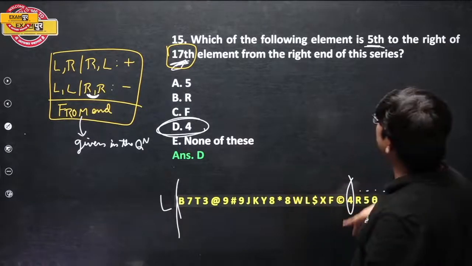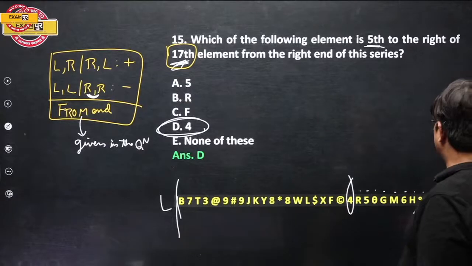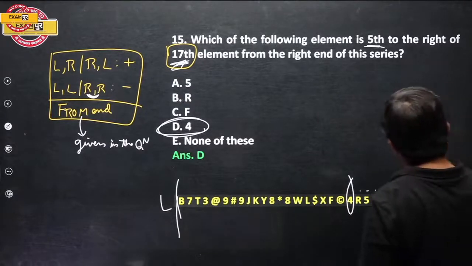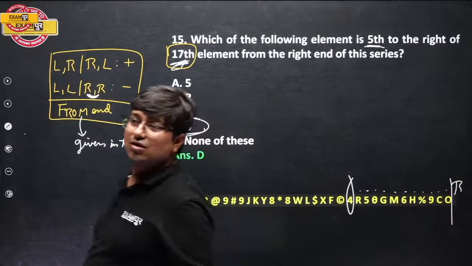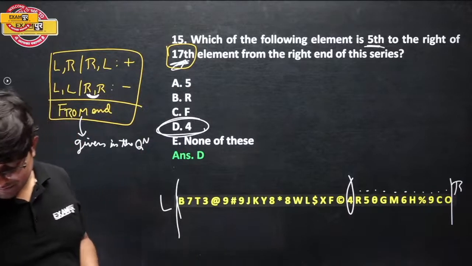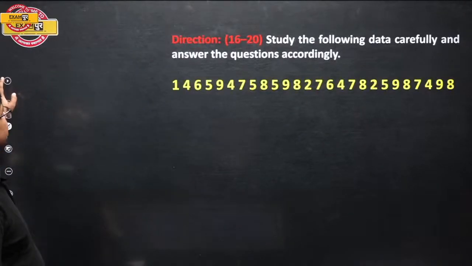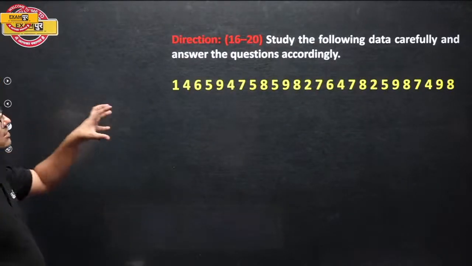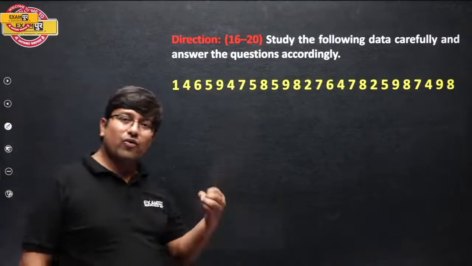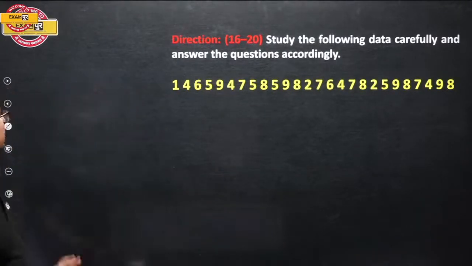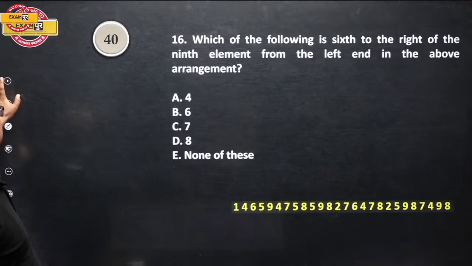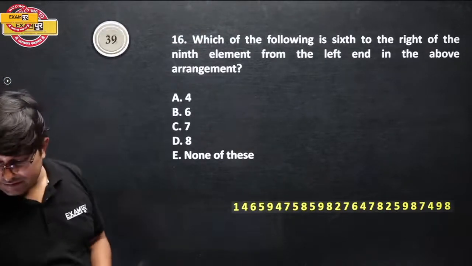But if the reverse is 17th right from 5th from the right, so 5th right and then from there 17th right, that is not feasible. That is not the case. Now the next case. Now this is a proper number series, only number series. Now the very first question, quickly everybody.